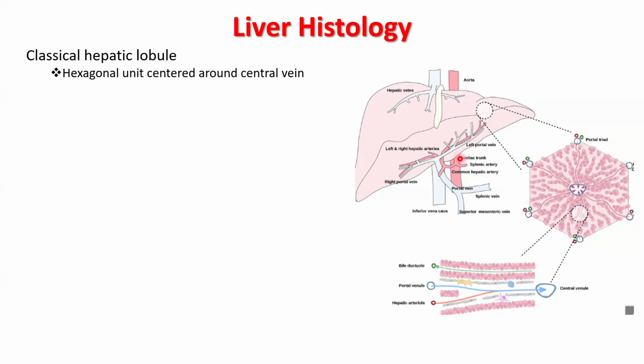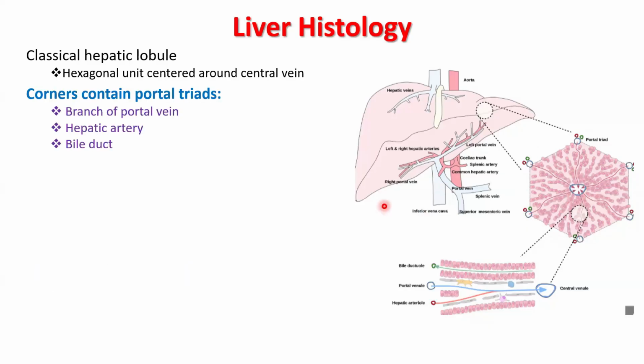So the portal triad has the portal vein, the bile ducts together with the hepatic artery. So even this portal triad that you're seeing here will contain the three. So each of the three gives a portal triad, a portal triad, six of them. Then at the center you have a central vein. So that's the classical hepatic lobule.